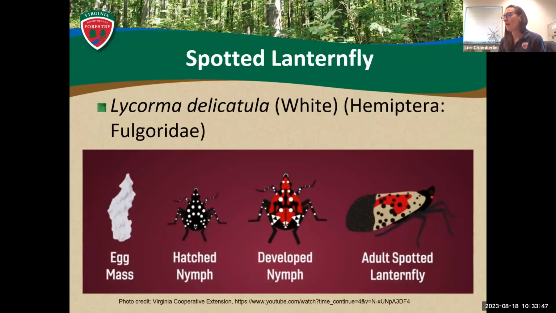Here we have an image of the different life stages, starting with the egg masses that are laid in the fall and overwinter. The nymphs hatch in the spring. They go through four nymphal instars. The first three are black, and then the fourth develops this red coloring. And then here are the adults that are active now, and will be active into the fall.